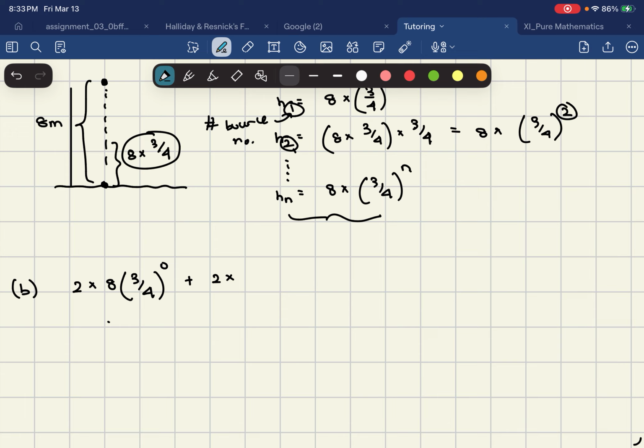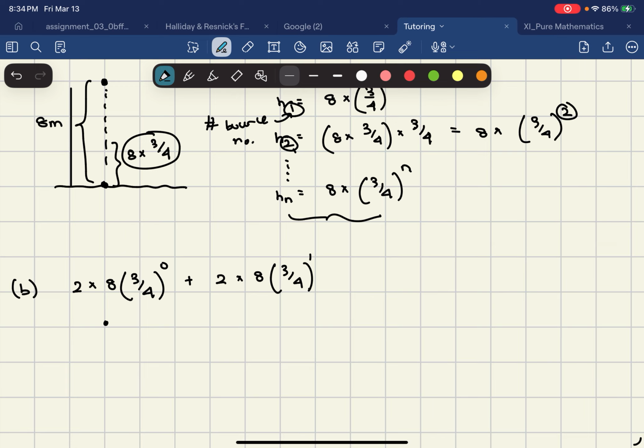So this is no bounces. After it travels this distance, it's going to bounce exactly once. So this is our first bounce. Let me put a dot to indicate it: after we throw it up, it goes up 8 meters, it comes down 8 meters, and then it's going to bounce. Because it travels that distance twice, I'm multiplying it by 2. And after it does all this, it hits the ground and bounces once. Now it bounces to the next height, and it has to come down again. So I'm multiplying by 2 again, times 8 times 3/4 to the power 1, right?